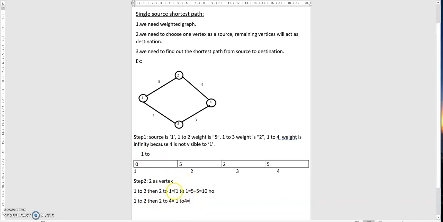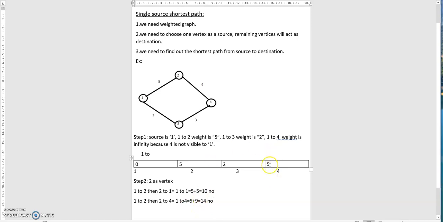Now 1 to 2 value is 5, plus 2 to 4 value is 9. 5 plus 9 equals 14. This also needs no update because 1 to 4 is already 5. This is smaller than 14, so no need to update.